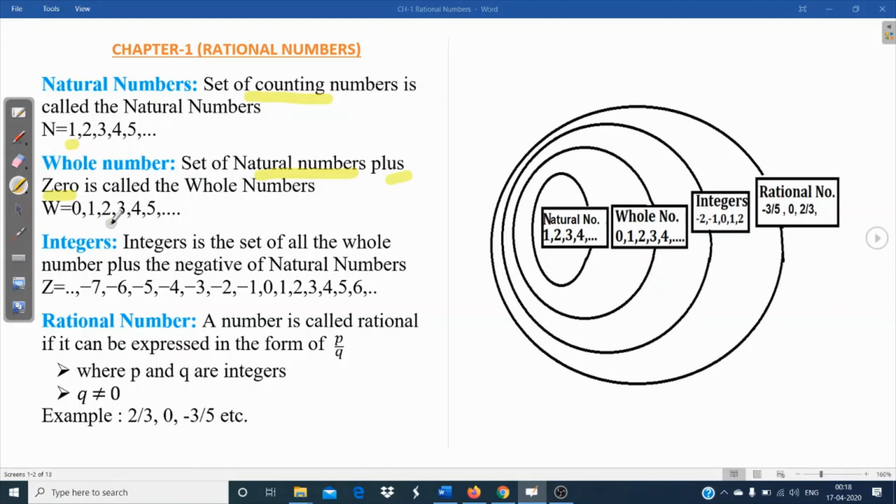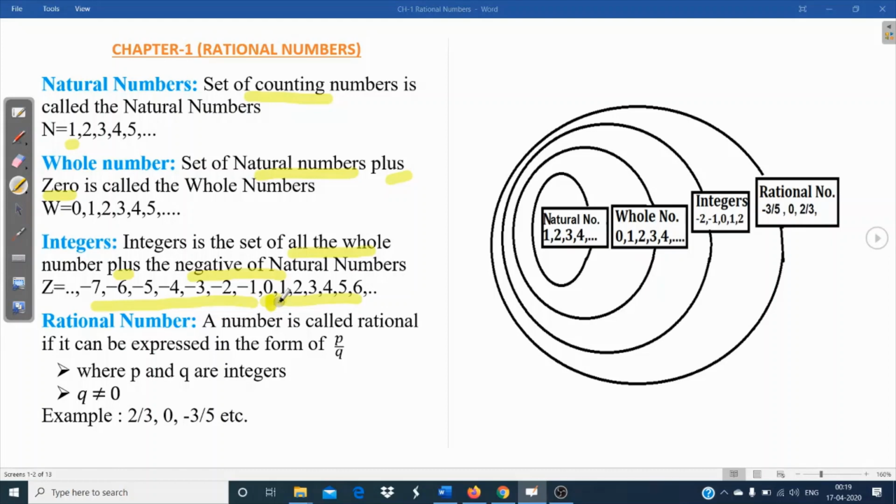Next is your integers. Integers are the set of all the whole numbers plus the negative of natural numbers. Means all the whole numbers come under the integers as well as the negative of natural numbers. So here I have given some examples: -7, -6, -5, -4, -3, like this. All the negative numbers and positive numbers including 0 are called your integers.